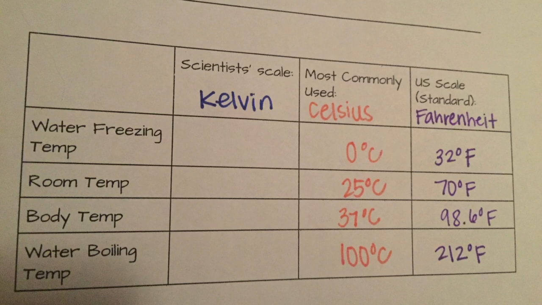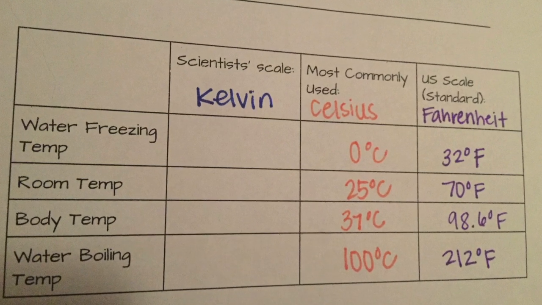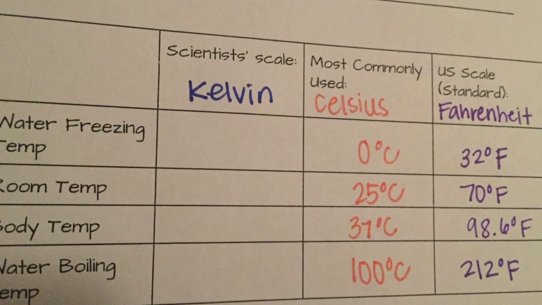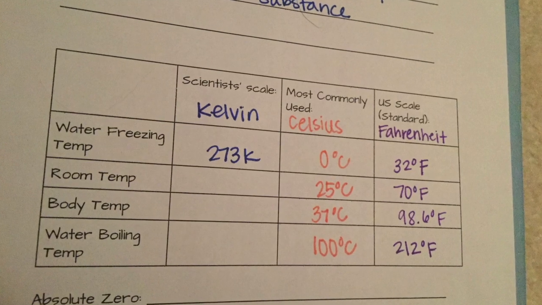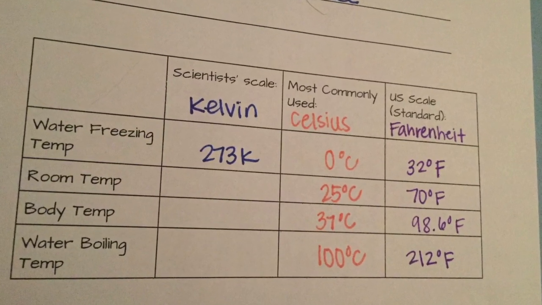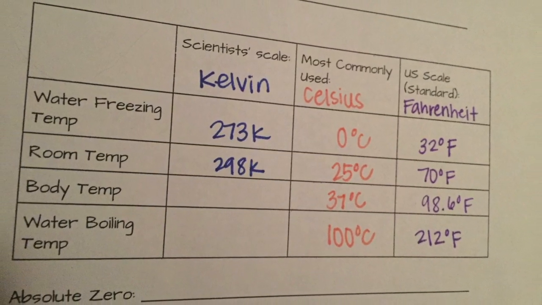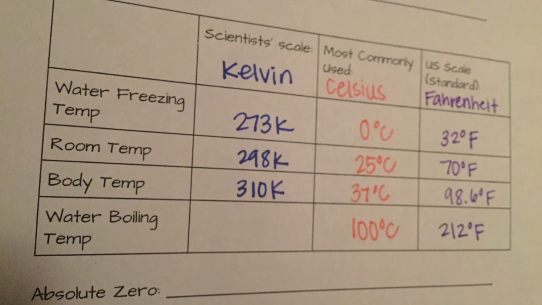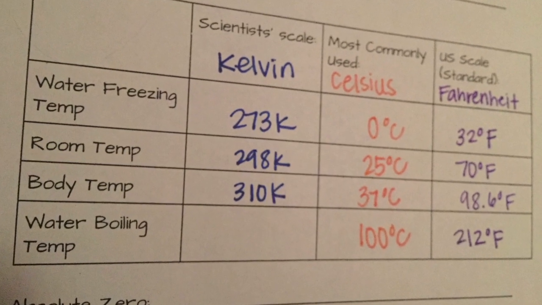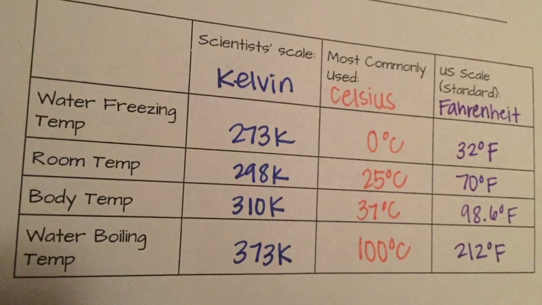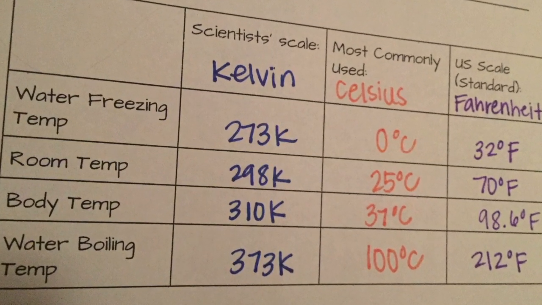Now the third temperature scale in your notes, we did talk a little bit about when we talked about SI units. It's our scientist scale, the Kelvin temperature scale. Water freezes at 273 degrees Kelvin. A comfortable room temperature is 298 degrees Kelvin. Body temperature is about 310 degrees Kelvin. And water boils at 373 degrees Kelvin.